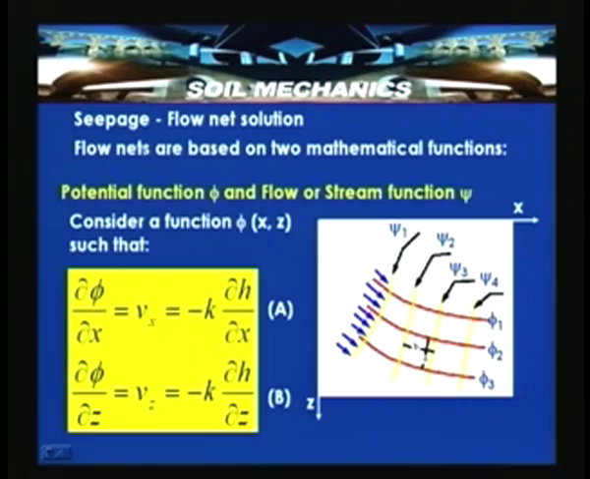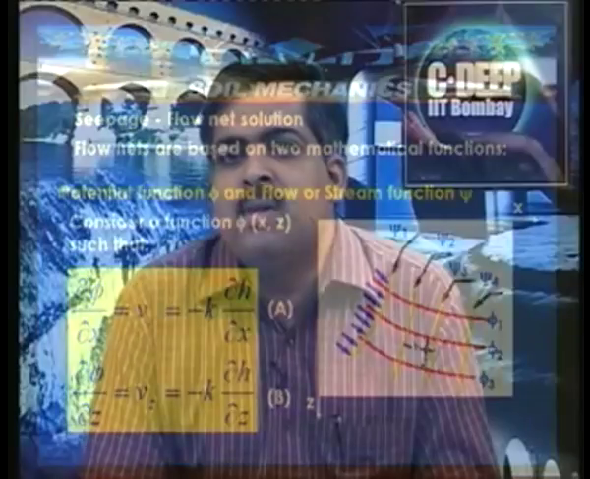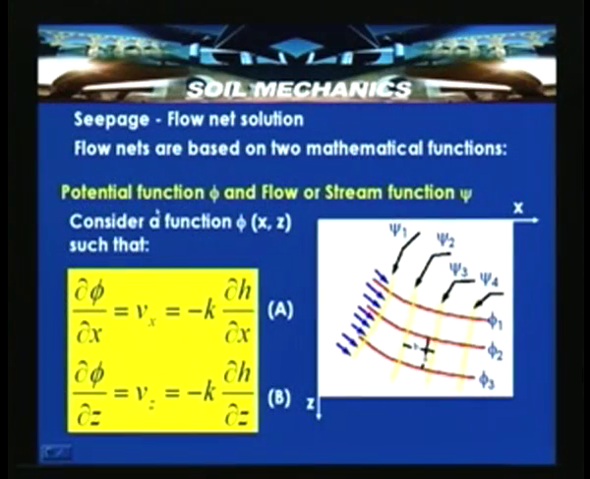So, when we come to this particular flow net, we said there are two families of curves. Please note, one is flow lines and another one is equipotential lines. We will come to the details of the definitions later, but consider that the equipotential lines are represented by potential functions, say phi. Similarly, the flow lines are represented by a stream function or flow function, psi. So, flow nets are based on two mathematical functions, potential function phi and flow or stream function psi.